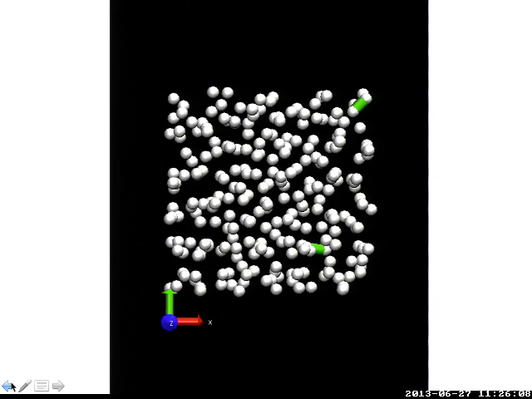Let's start with the configuration which is atomic. You see that there are very few green bonds. A green bond means that the two hydrogens are below a distance of 1.5, which roughly means that there is a molecular bond.